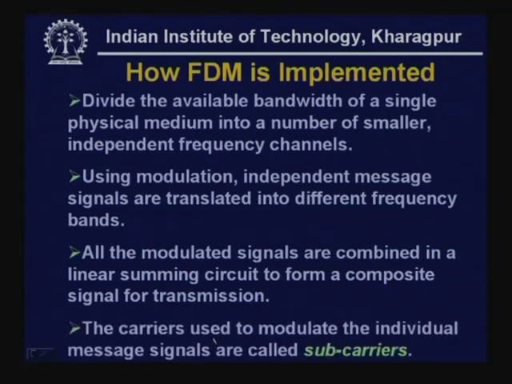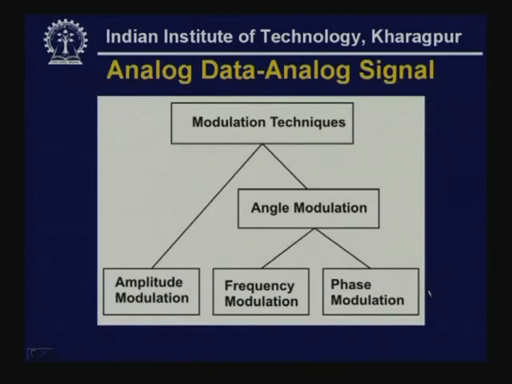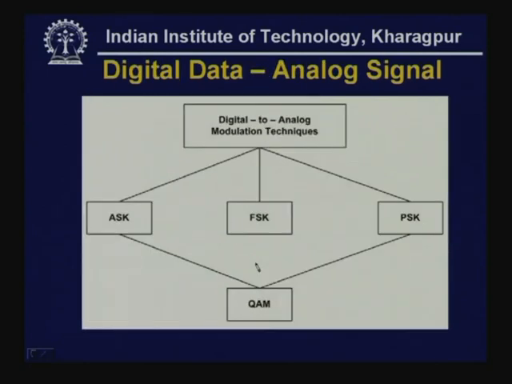Finally, the carriers are used to modulate the individual message signals. The carriers used to modulate the individual message signals are called subcarriers, as we shall see. So here we are not using a single frequency carrier, but a number of frequency carriers, and as I mentioned, we can use one of three techniques: amplitude modulation, frequency modulation or phase modulation. One of the three can be used to generate an analog signal and to translate the individual signals to different frequency bands by using different carrier frequencies.